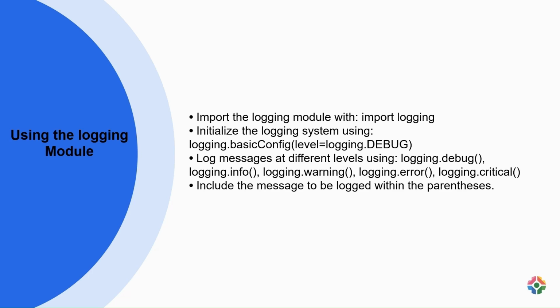logging.error, and logging.critical, each corresponding to a different severity level. Simply place the message you want to log within the parentheses of the respective function call. For instance, if you want to log an informational message, you would use logging.info, "This is an informational message." Similarly, for a critical message, you would use logging.critical, "This is a critical message."